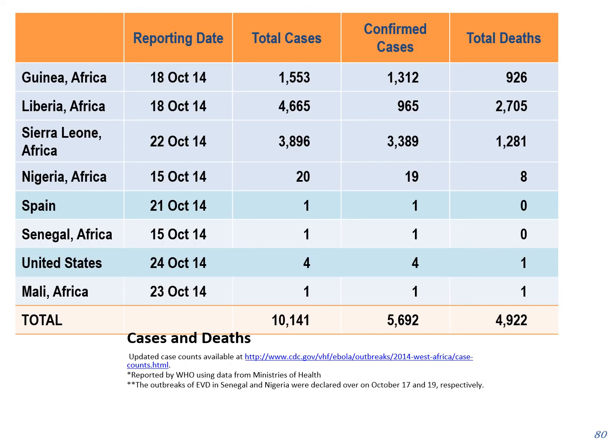These are just some reporting dates, total cases, confirmed cases, and total deaths caused by the Ebola viruses in different regions in Africa, including the United States. In October, we had 4 total cases, 4 confirmed, and we had 1 death from it.